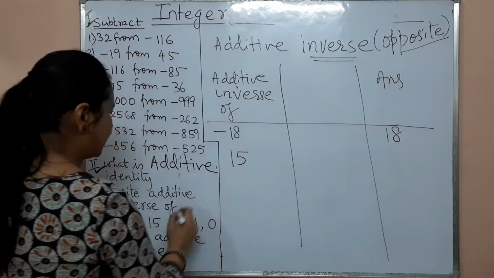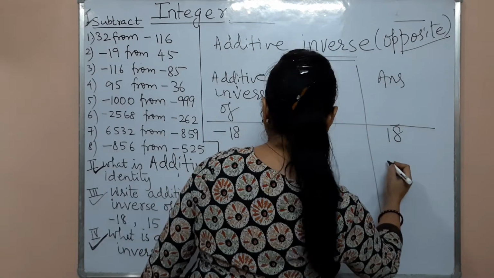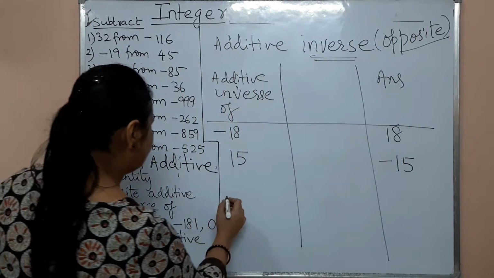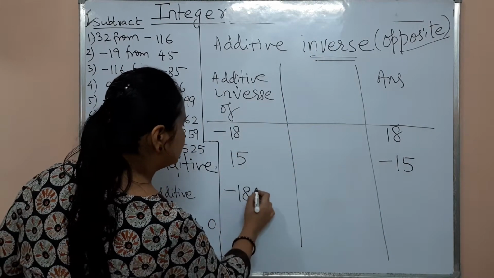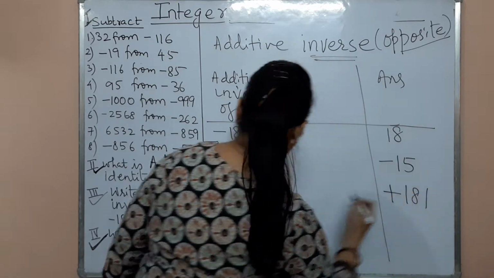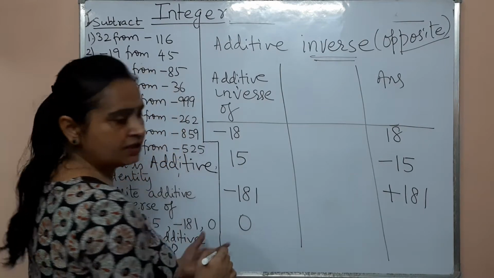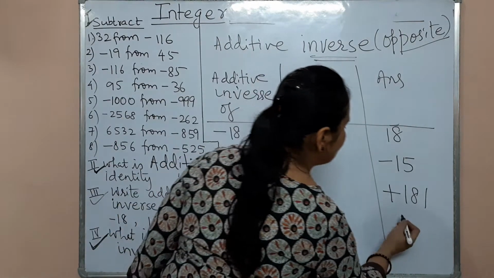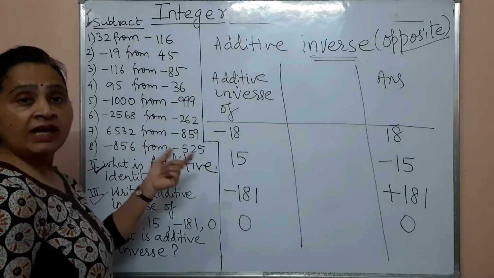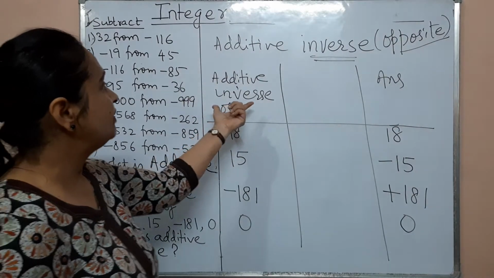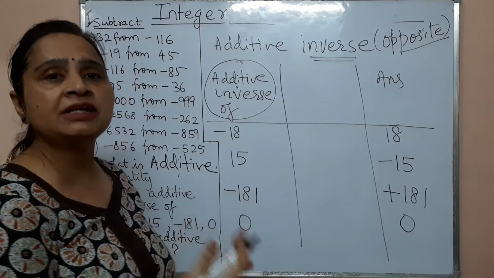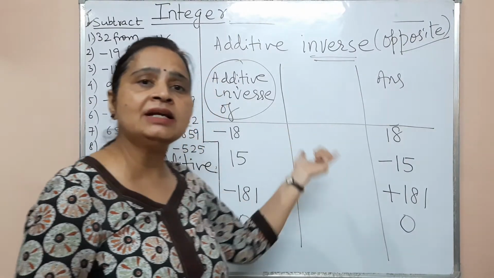Additive inverse of plus 15. The answer is minus 15, just the opposite of that. Additive inverse of minus 181, the answer is plus 181. Additive inverse of 0: plus and minus 0, both of them are the same. So the answer is the same, right? Now we have to understand that I have asked this question in the form of a statement, means in the form of an English statement.